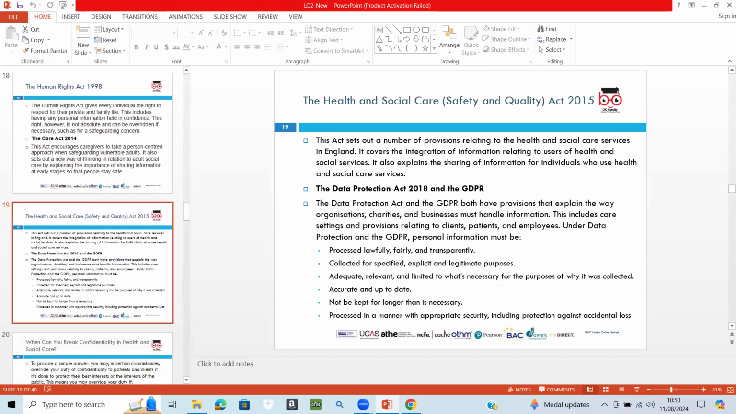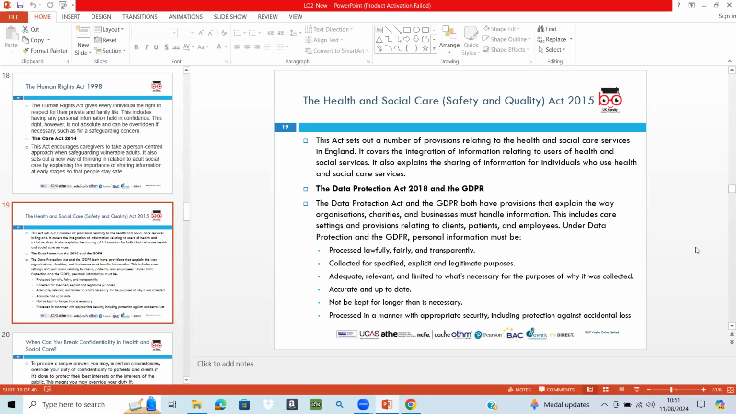We have the Health and Social Care Safety and Quality Act 2015. This legislation emphasized the integration of information to improve service user safety and quality of care. As an example, it supports the sharing of service user information across healthcare settings to ensure that all providers have a complete picture of the service user needs.